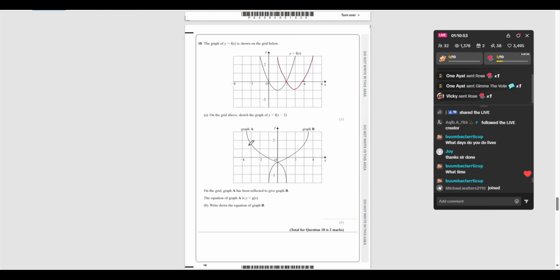Now, on the grid above, okay, now we've done that question, okay? On the grid, graph A has been reflected to give graph B. The equation of graph A is y is equal to g(x), the equation of graph B is just going to be the opposite, so it's going to be y is equal to g negative x, because we just did the opposite and we're going to add a negative to it, okay? Y is equal to g negative x.